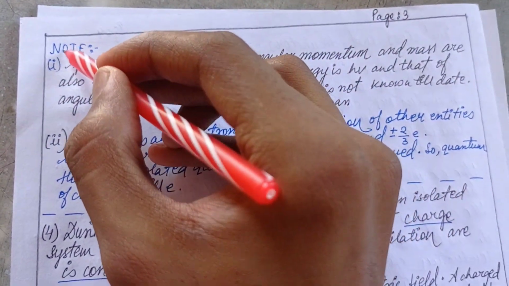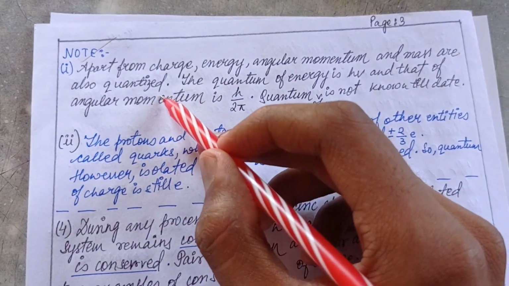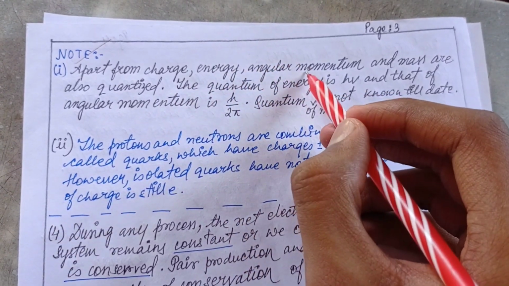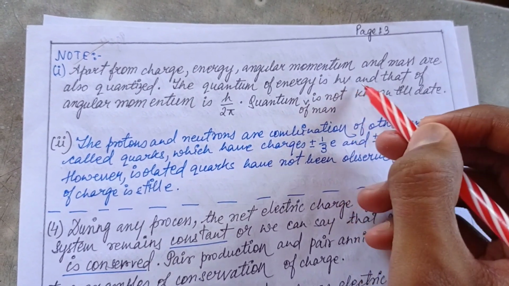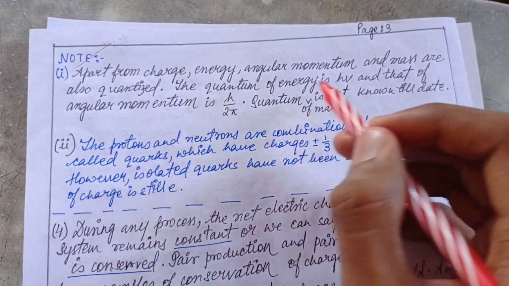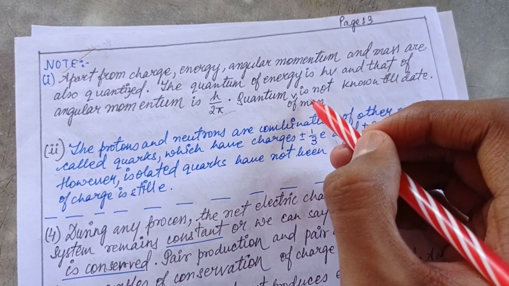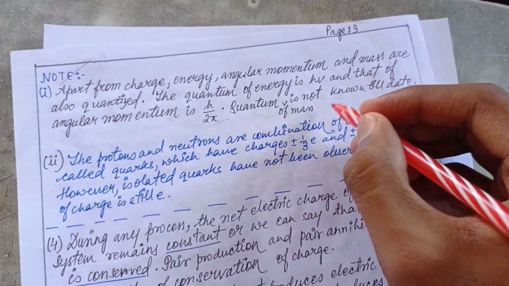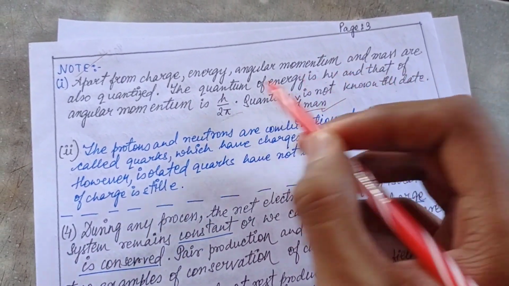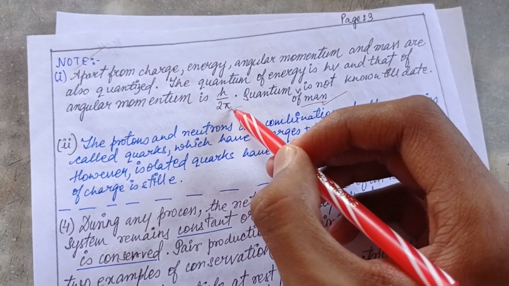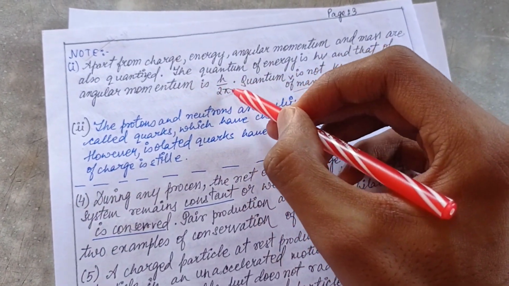Now there is a note: apart from charge, energy, angular momentum and mass are also quantized. The quantum of energy is h nu, and that of angular momentum is h by 2 pi. The quantum of mass is not known till date, but the quantum of energy is h nu, and that of the angular momentum is h by 2 pi.